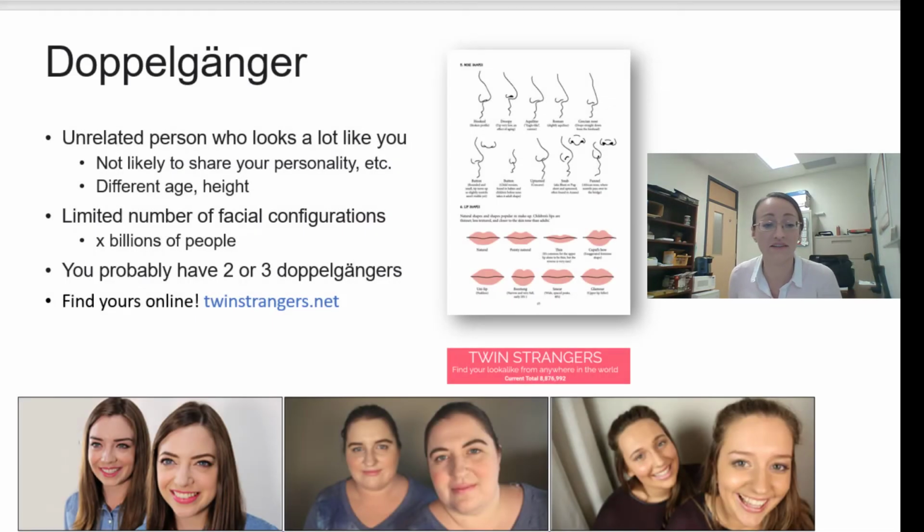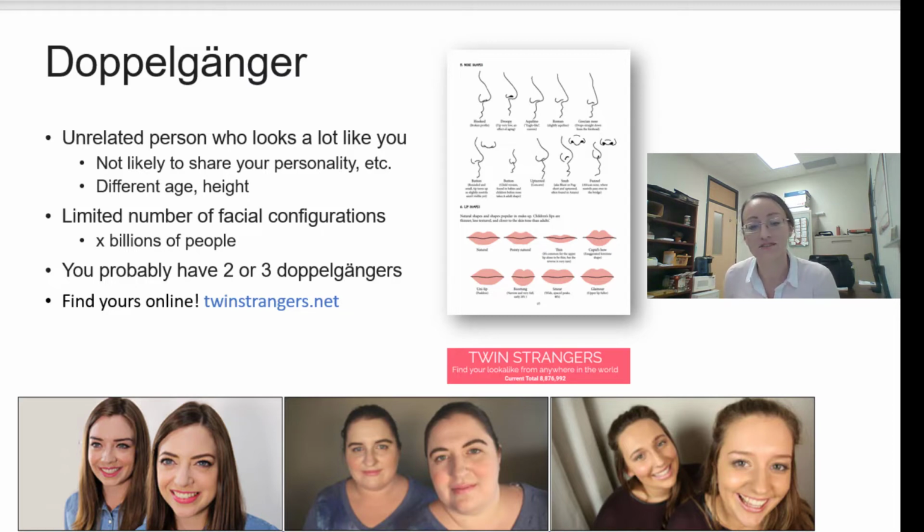Here's a fun fact. There's probably someone out there who looks identical to you but isn't your identical twin. There are a limited number of facial features out there. There are about 8 different kinds of noses or lips. Nobody has a nose shaped like a house or a pineapple. And with 7 billion people out there, someone else will surely have your facial configuration, and they might have an account on twinstrangers.net where you can find them.